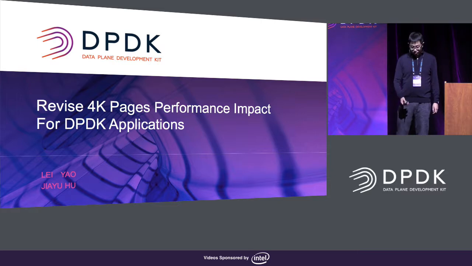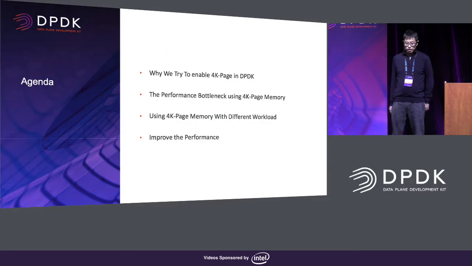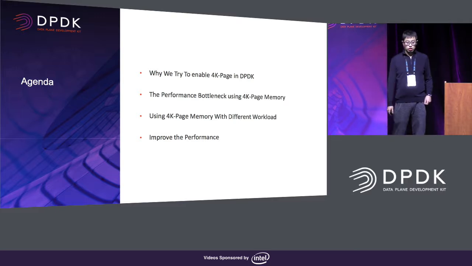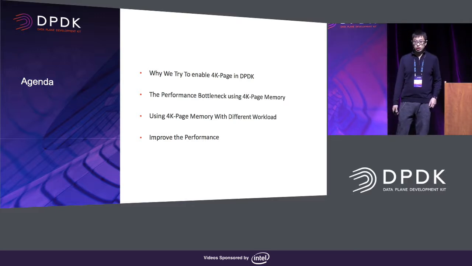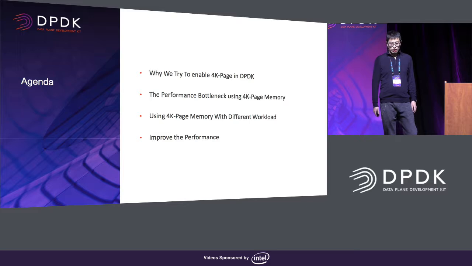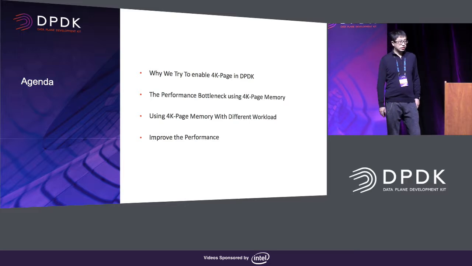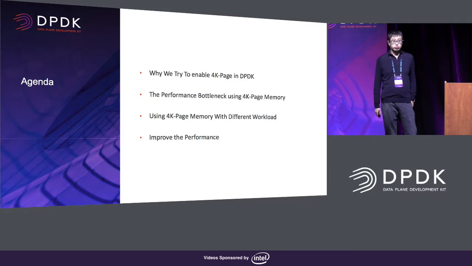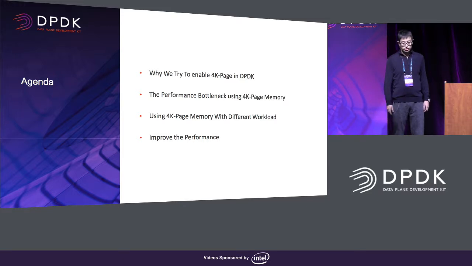So our topic is first why we try to enable 4K page in DPDK, and what is the performance bottleneck if we use 4K page, and what's the performance result with different workloads in DPDK, and how to improve. We will introduce some potential ways to improve the performance.